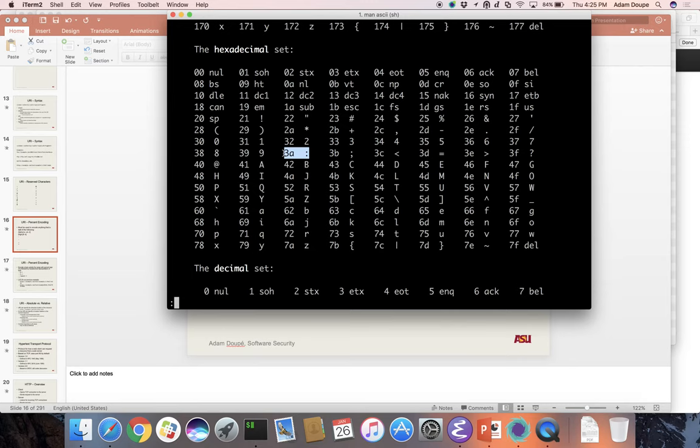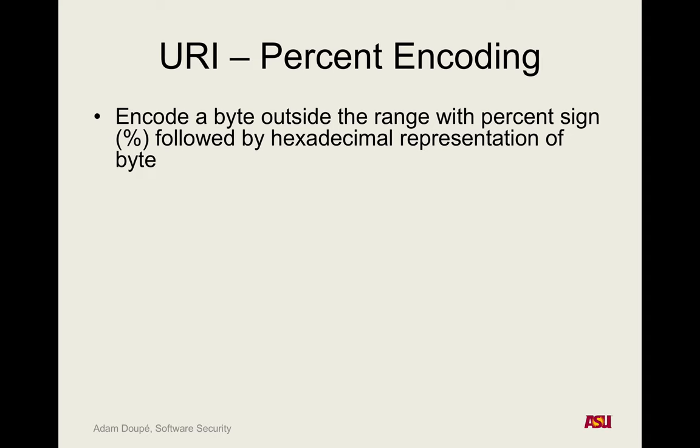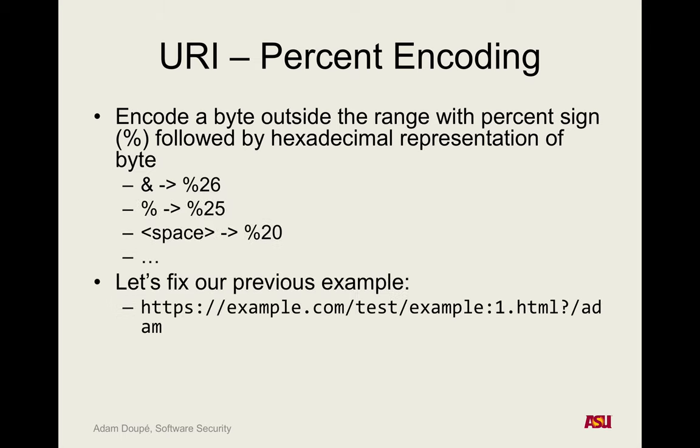Yeah, so it's kind of a nice thing. Instead of doing something special, like doubling it up, they say, well, we already have a way to do this. You do percent 25 to represent percent in percent encoding. So for instance, the ampersand will be percent 26, the percent will be percent 25, space percent 20, and so on. So we can fix this example.